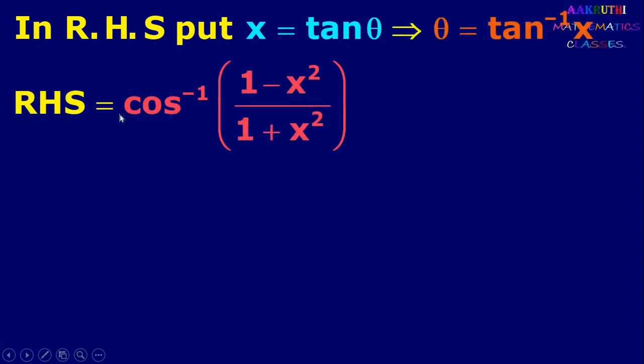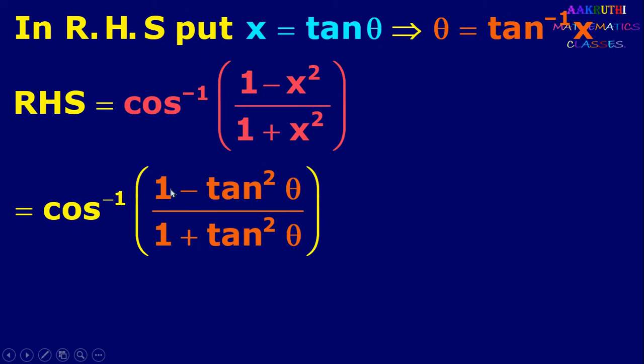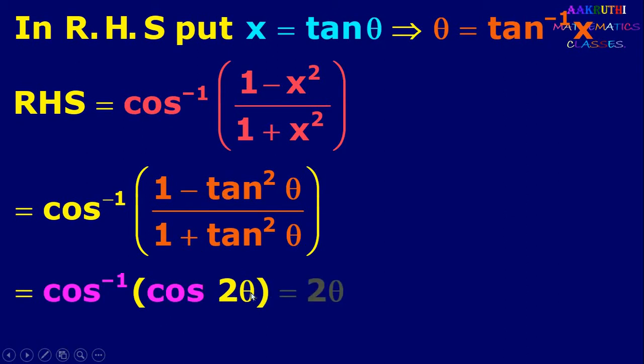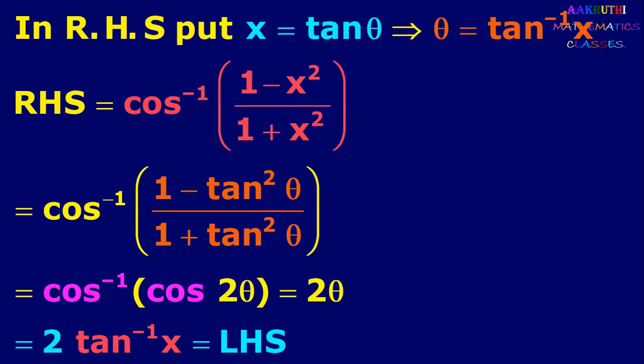Now we take RHS, it is cos inverse 1 minus x square by 1 plus x square. Substitute x equal to tan theta, we get cos inverse 1 minus tan square theta by 1 plus tan square theta. And this is formula, 1 minus tan square theta by 1 plus tan square theta is cos 2 theta. Now here cos inverse cos cancel, remaining is 2 theta. Substitute theta value, theta is tan inverse x, so we get 2 tan inverse x. So it is LHS.